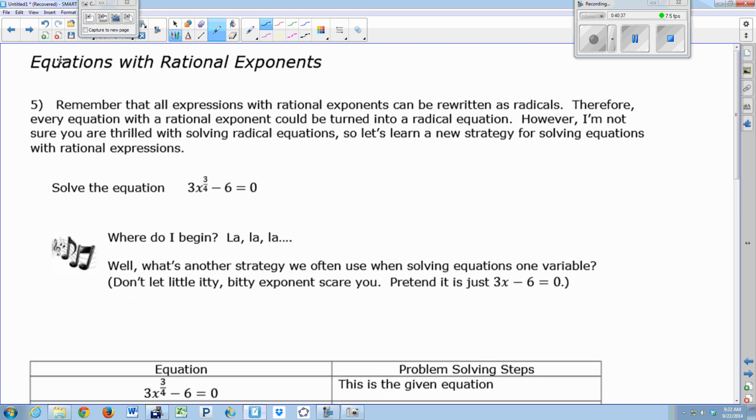Oh, yeah. Equations with rational exponents. So I want to read this for us, Trevor. Remember that all expressions with rational exponents can be written as radicals, therefore every equation with a rational exponent could be turned into a radical equation. However, I'm not sure you are thrilled with solving radical equations, so let's learn a new strategy for solving equations with rational exponents. Actually, it's supposed to be exponents. That's a typo. Cross that out and put exponents in there. Okay. So, solve the equation 3 times x to the 3/4 minus 6 equals 0.